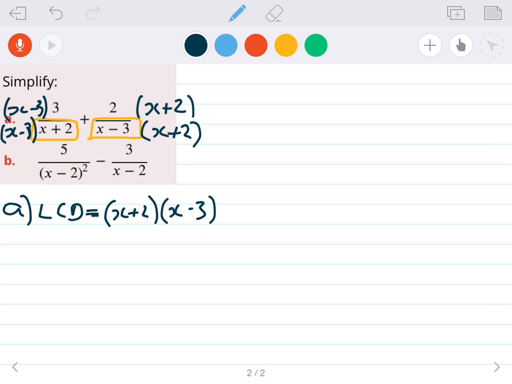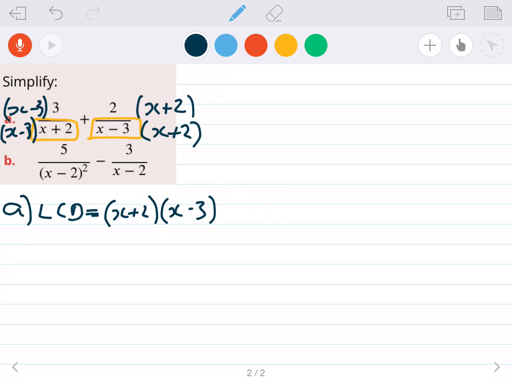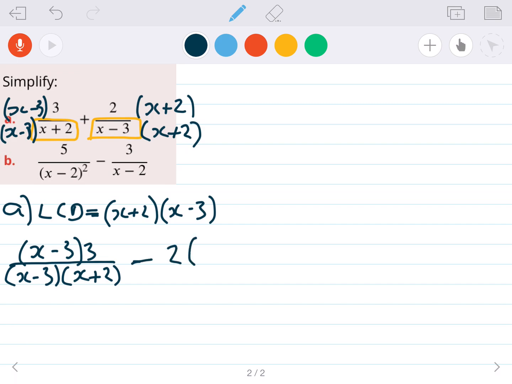So, here we just need to go about essentially expanding these out. So, we have x minus 3 on the top, and then x minus 3, x plus 2. And this is going to be minus 2, x plus 2, all over x minus 3, x plus 2.